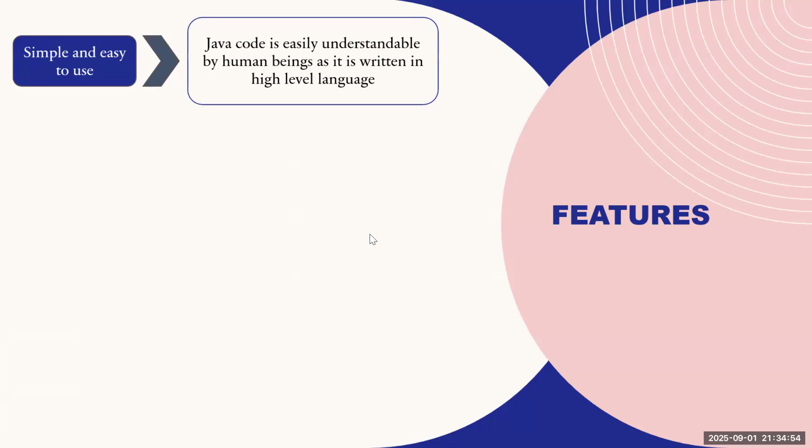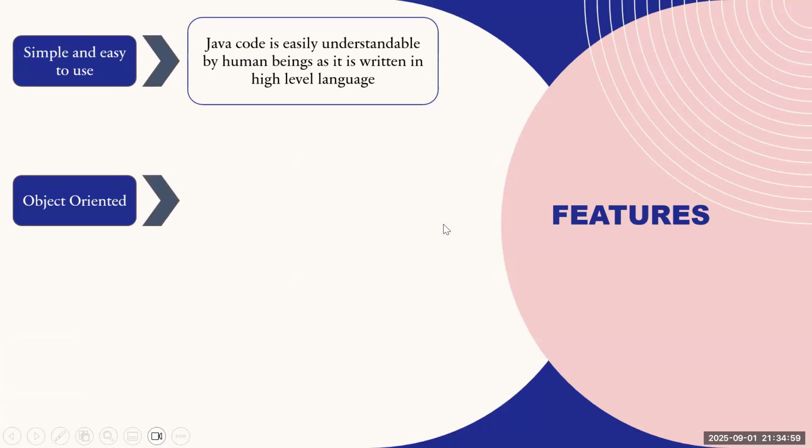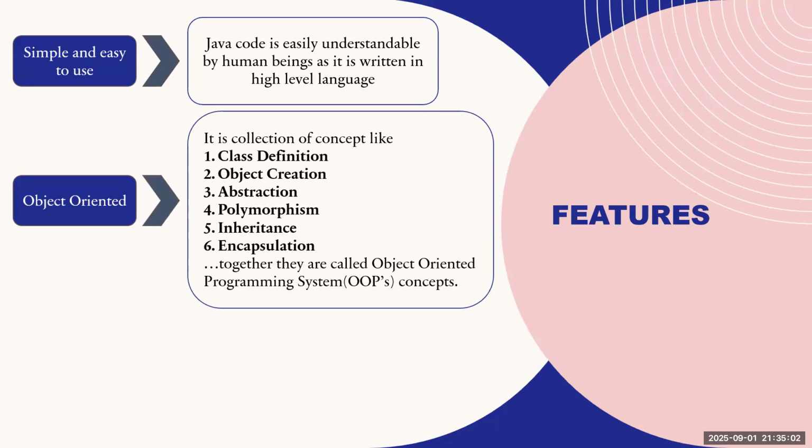Okay, so that makes Java simple and easy to use. Next feature is object oriented. This object oriented we already discussed. It is one of the concepts. It has these many concepts: class definition, object creation, abstraction, polymorphism, inheritance, encapsulation. Java supports all these concepts, so Java becomes object oriented programming. Each and every concept we will be discussing one by one in upcoming sessions. So all these concepts are supported by Java, so Java becomes object oriented.